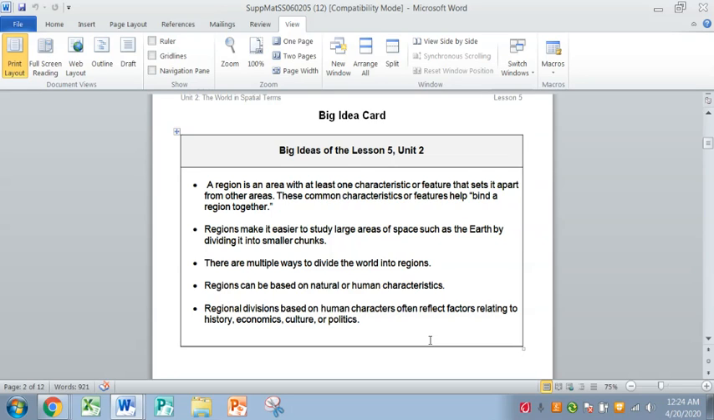There are multiple ways to divide the world into regions. However, we're just going to focus on the 5 that were mentioned in your graphic organizer. Regions can be based on natural or human characteristics, and human characteristics often reflect factors relating to history, economics, culture, and politics.